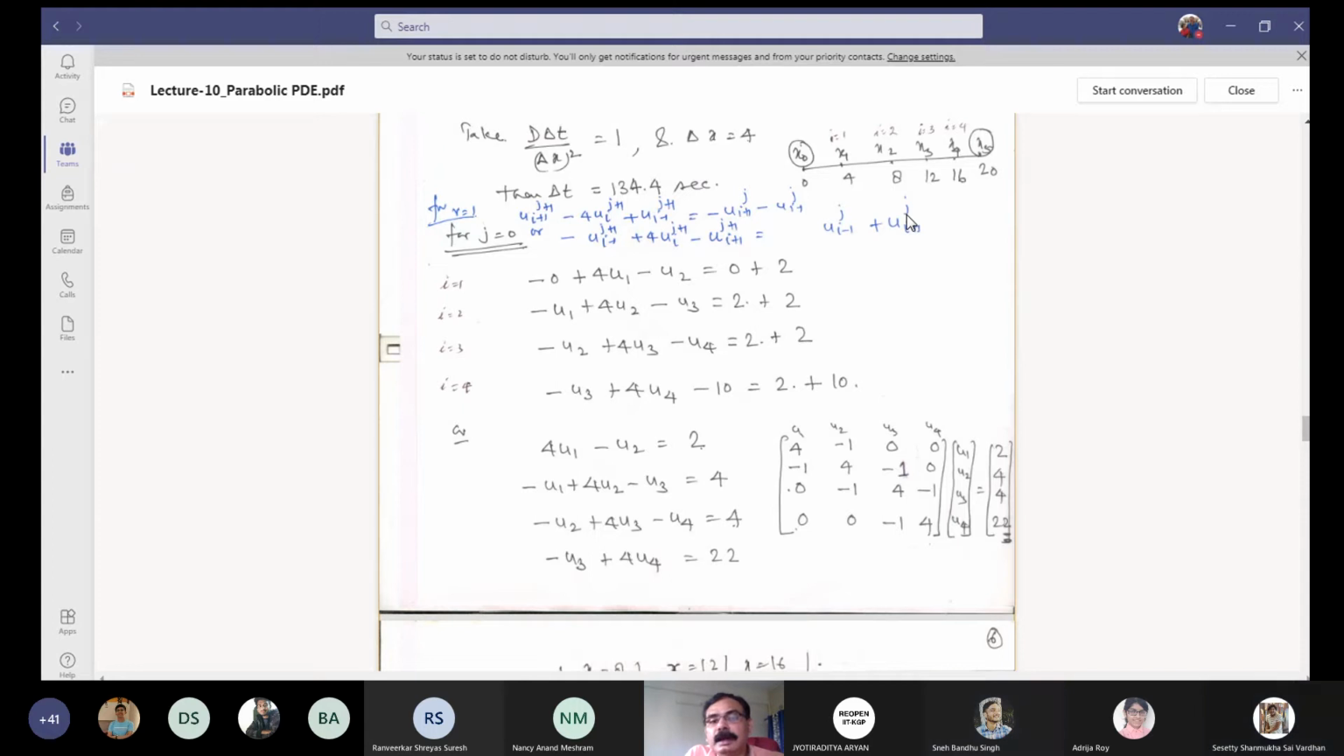Yes, sir. And then you run i equal to 1, i equal to 2, i equal to 3, i equal to 4. Again you will get 4 equations. Solve those 4 equations for 4 variables u1, u2, u3, u4. You will get the new values of u1, u2, u3, u4, that is u12, u22, u32 and u42 at time t equal to t0 plus 2 times delta t. Is that right?